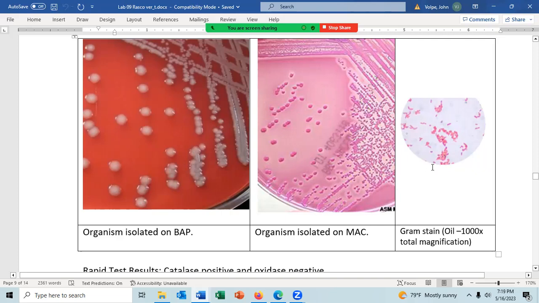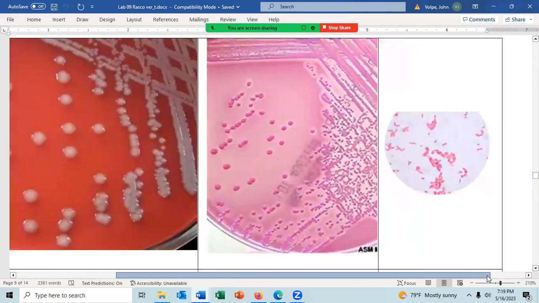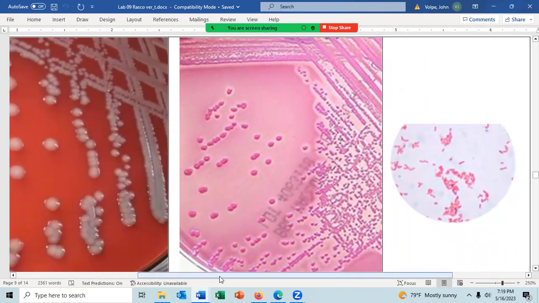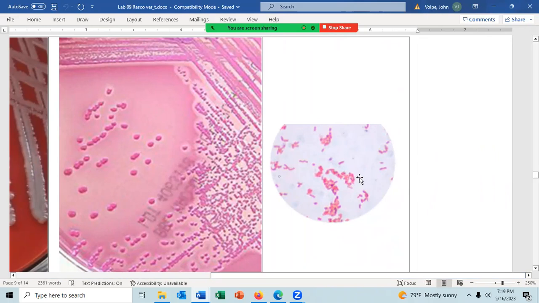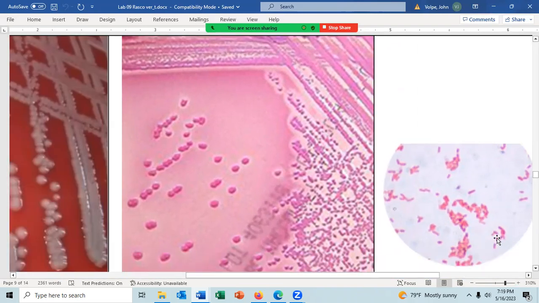And then we have the Gram stain. You can blow that up if you need to. Let me blow that up here. You should be able to determine what the shape of the bacteria is, as well as the Gram stain. I'm blowing it up to try and determine the shape. All right, now I see the shape there from these two in particular.